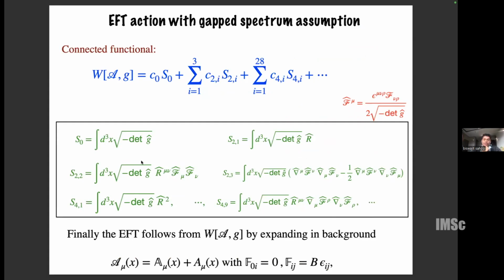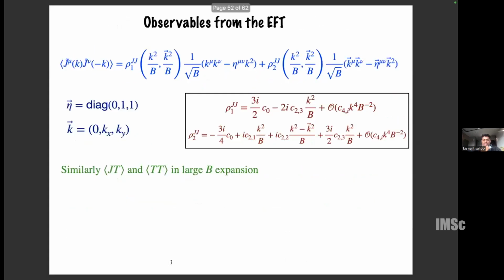Then, once we write down the connected functional using Weyl invariance and gauge invariance, we can expand the gauge field about the background given by the constant magnetic field plus the fluctuation to find the effective action. Once you know the effective action, you can compute various observables. For example, the current correlator, just by varying twice with respect to the gauge field. Since Lorentz symmetry is broken, there are 2 spectral densities, which I am calling ρ1 and ρ2, and they have an expansion in large magnetic field, or equivalently small momentum. So it's an expansion in momentum squared over magnetic field. Similarly for the other coefficients. We can also compute the other correlators like JT and TT in the large magnetic field expansion.